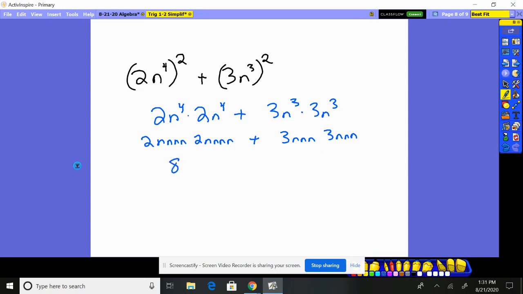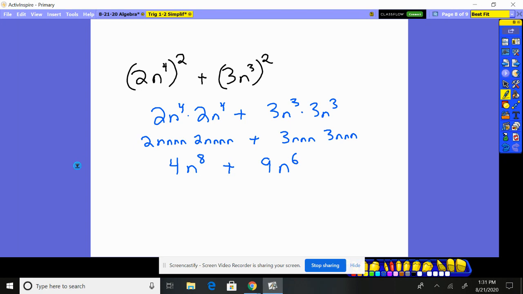Well, this gives me 8. How many n's do you see there? You see 8 of them. I don't know why I said that 2 times 2 was 8. Hope you were paying attention. 2 times 2 is 4. And then we have n to the 8th. Plus, over here, 3 times 3, we have 9 n to the 6.